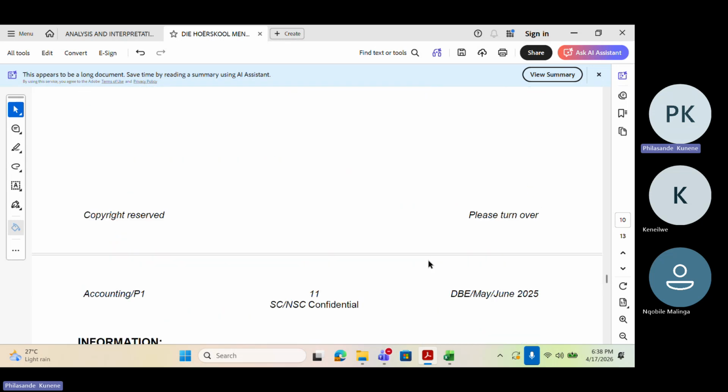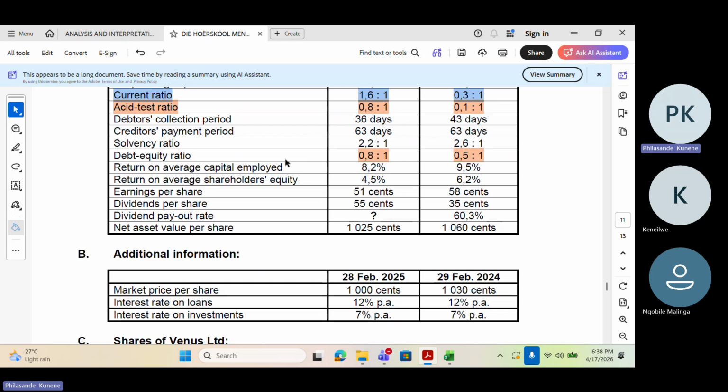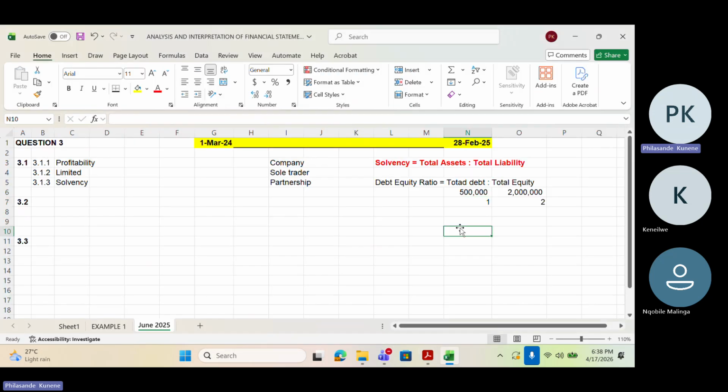I would recommend they should not, because if they borrow more money, now they're going to move to about 0.9:1, or 1:1, or 1.2:1. It's possible, depending on how much they're borrowing, because you can see debt is increasing. It was 0.5, now it is 0.8. If they borrow even more money to do that expansion, what is the debt equity ratio going to be? It's going to go up maybe to 1. What if it goes to 1.3:1?